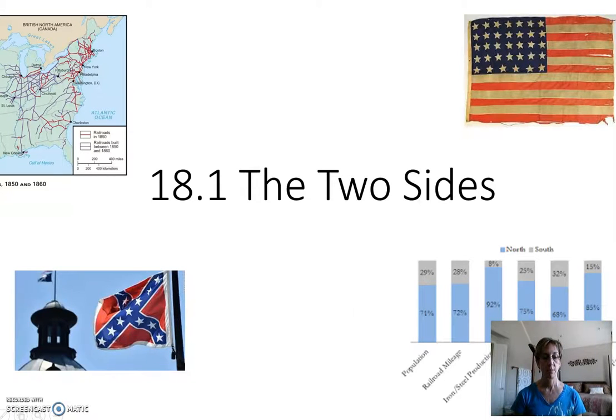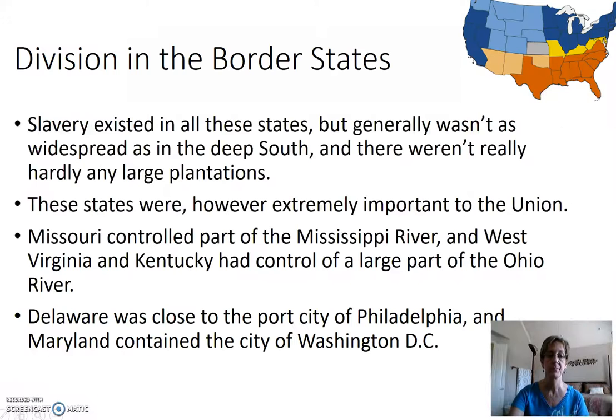All right, students, as you will see, Chapter 18 deals with the Civil War. It's long, but I'm going to go through this first section pretty quickly. It talks about the differences in the two sides. All right, slavery existed in all the states, in the border states.